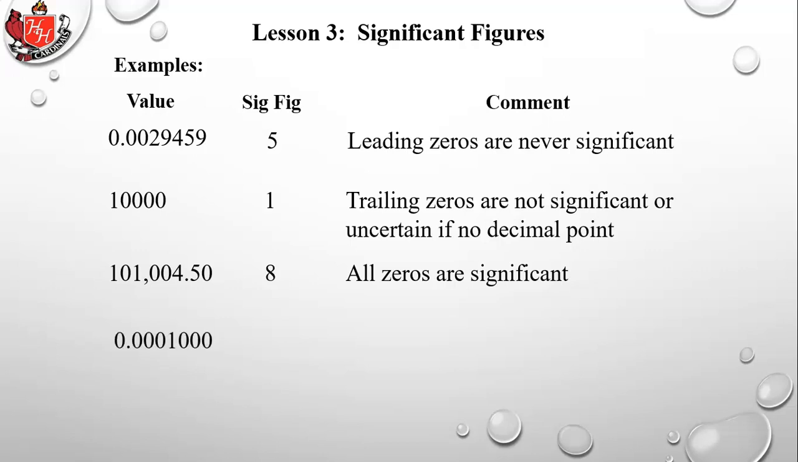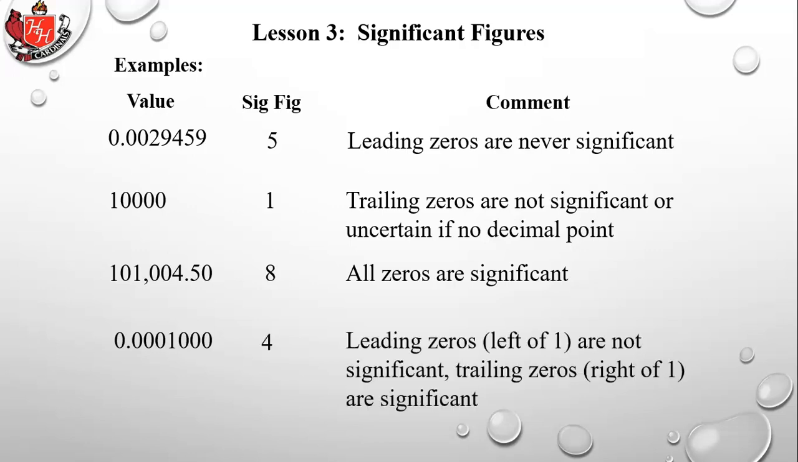How about this one? 4 significant figures. Leading zeros, that's to the left of the 1, are never significant. Trailing zeros to the right of the 1 are significant because there's a decimal point.